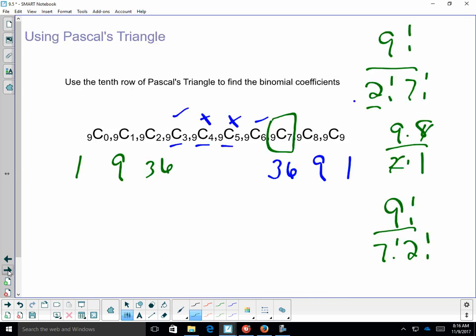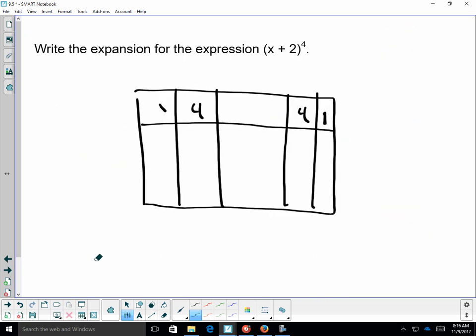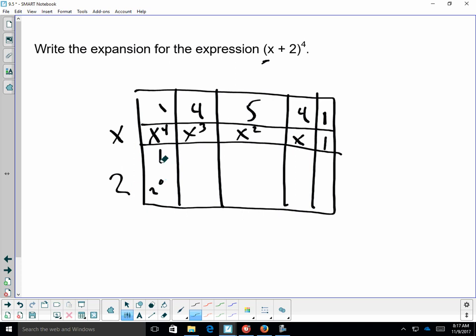So I want 1, 4, 6, 4, 1. I'm going to put a 1 here. Those come from my triangle. Then I'm going to think of x. The first term, I have x to the 4th. Then I have x to the 3rd. Remember, those powers go down. x squared, x, and then finally I'd have x to the 0, which would just be 1. Then this last row is going to be for 2. So I'm going to have 2 to the 0, which is 1. 2 to the 1st, which is 2. 2 squared, which is 4. 2 to the 3rd, which is 8. And 2 to the 4th, which is 16.